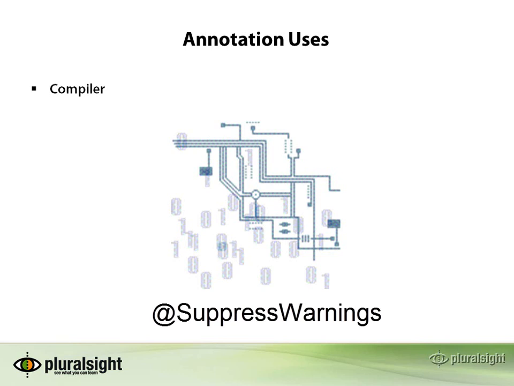We can use this suppress warnings annotation to suppress some compiler warning that we would normally get. So let's say that we have some code that is not using generics, and we're assigning it to some code that is using generics. This would generate a compiler warning a lot of times, so we could use the suppress warnings annotation to prevent that warning from happening. In our example code, we had said suppress warnings deprecation, and deprecation is actually an annotation we can apply to some code, and it will cause the compiler to give us a warning when that code is used. We could suppress that warning with another annotation.